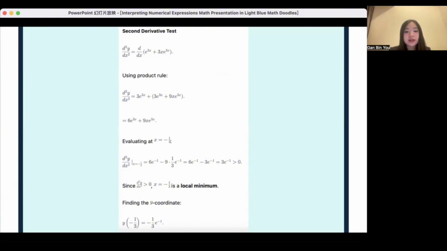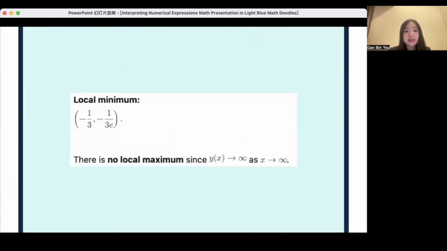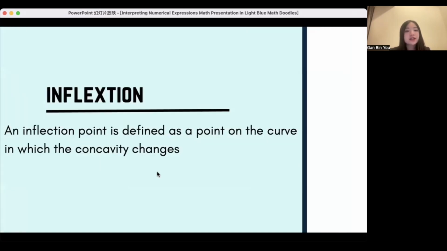And we can also find the y coordinate. So the local minimum should be this one. And for the local maximum, there is no local maximum since y will approach infinity as x approaches infinity. To find the inflection point, we should know that an inflection point is defined as a point on the curve at which the concavity changes.